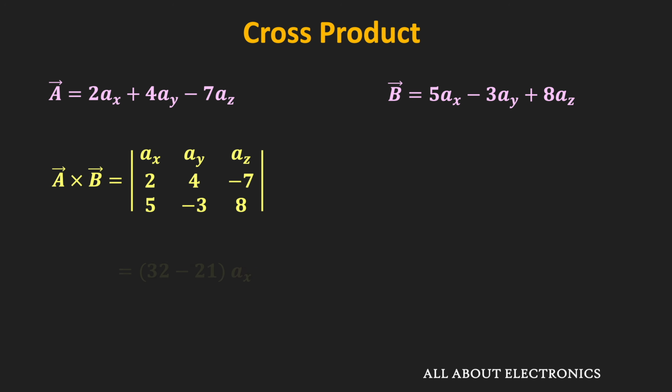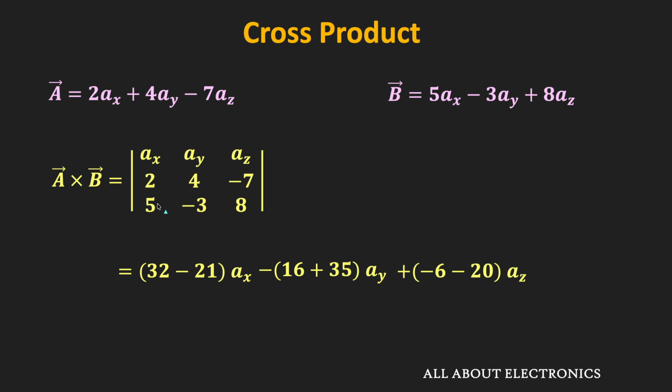And now if we further simplify it, then the first term will be equal to 8 times 4 minus 3 times 7. That means the first term is equal to 32 minus 21 times ax. Likewise, the second term is equal to 8 times 2 minus 5 times minus 7. That is equal to 16 plus 35. And for the second term, we will have this negative sign. And likewise, the third term is equal to minus 3 times 2 minus 5 times 4. So that is equal to minus 6 minus 20 times az.